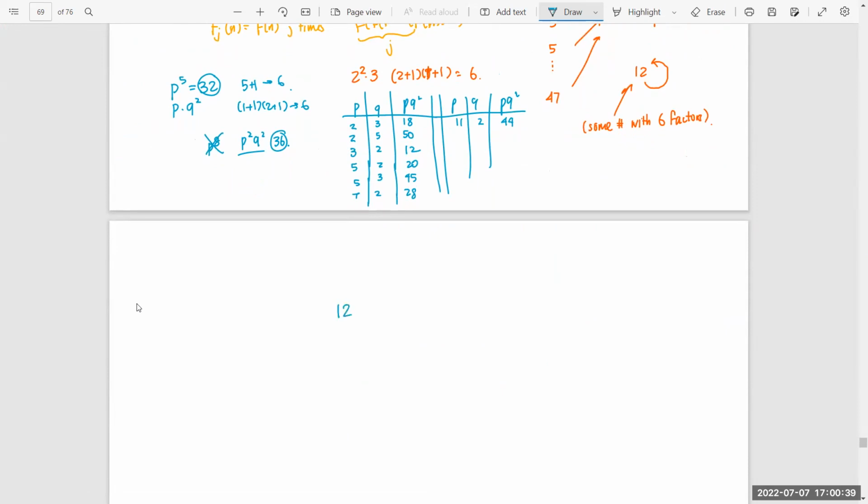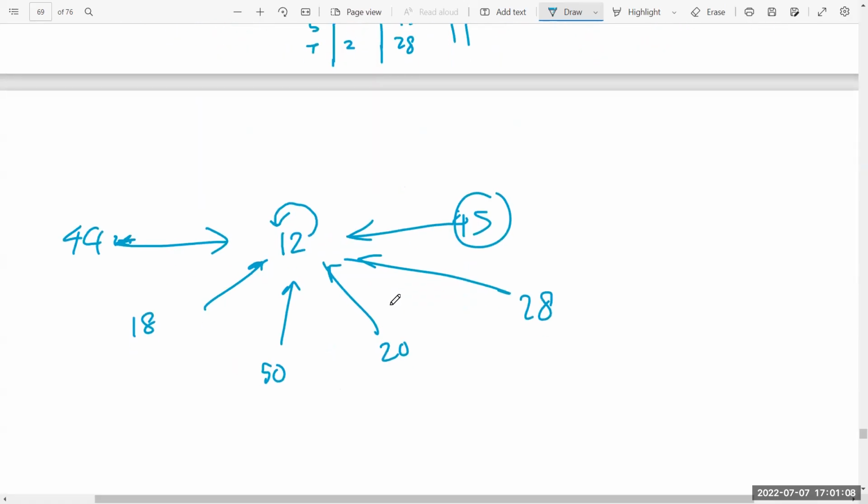Let me draw a quick graph to represent what we have so far. 12 goes to itself, and the numbers that go to 12 are 18, 12, 20, 45, 28, and 44. We can see that a lot of these numbers are really big. First of all, odd numbers can never be reached, so 45 is on its own. For the rest, are there any numbers less than or equal to 50 with 14 factors? It would have to be something to the 6 or something to the 13, and those will be too big. So 28 is on its own.